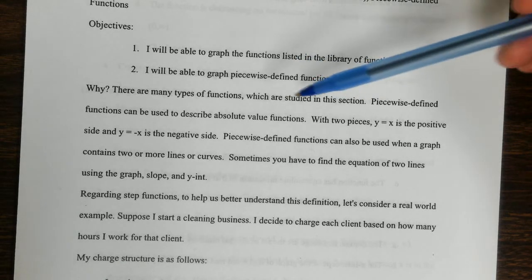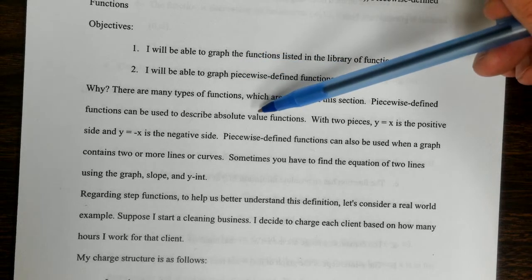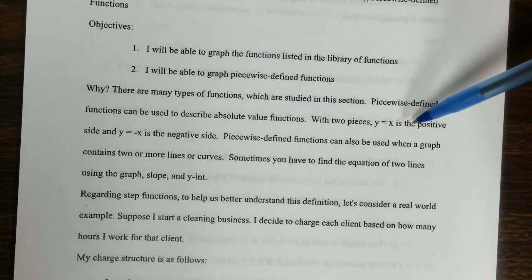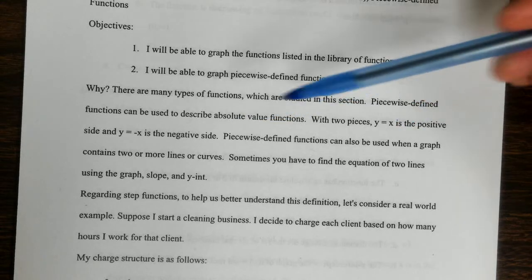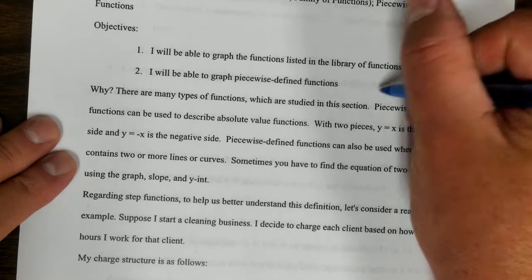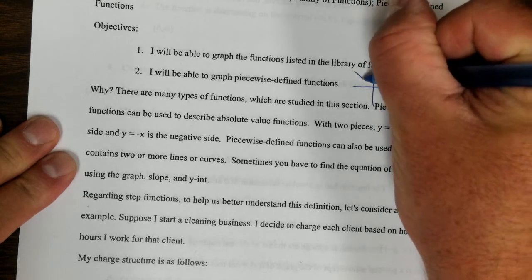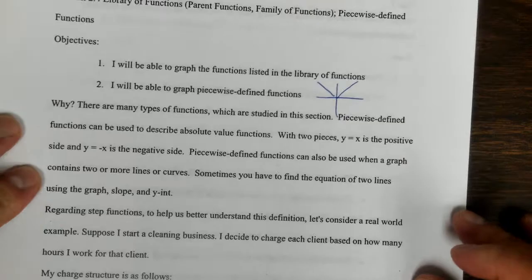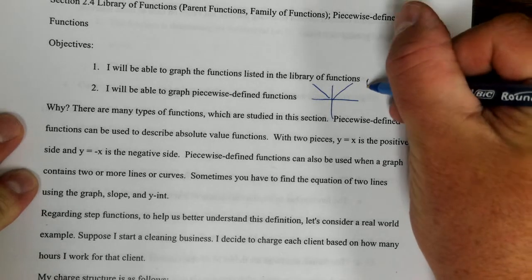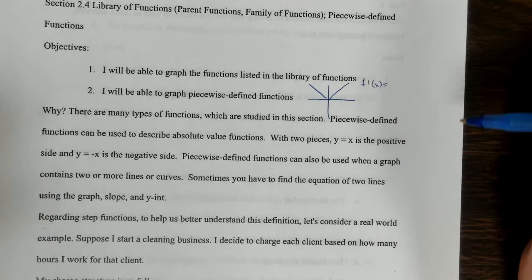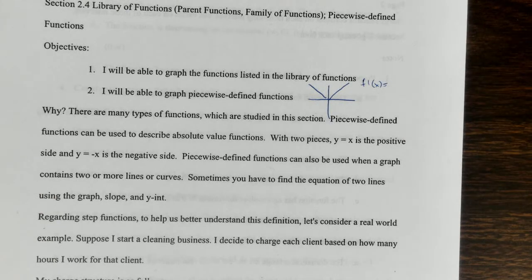Piecewise defined can be used for absolute value. So with two pieces, y equal x is the positive side and y equal negative x is the negative side. So let's look at that. The absolute value graph looks like this. And so as an absolute value, you would say f1 of x equal, that's when you have to push the button to the right of the 9.